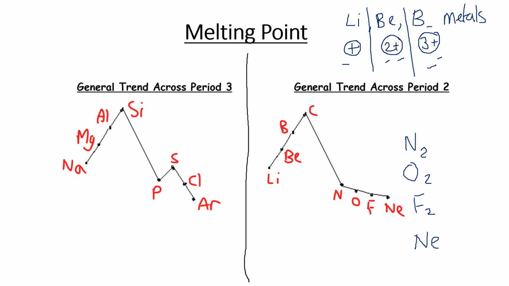And the same sort of trend can be spotted in period 3. Going from sodium to magnesium to aluminium, they are your metals. And silicon has a similar kind of structure to carbon in that it's a giant covalent structure. So the initial trend starts off the same, then there's this massive drop down to phosphorus, but then there's a little bit of a jump before we go back down to chlorine and argon.